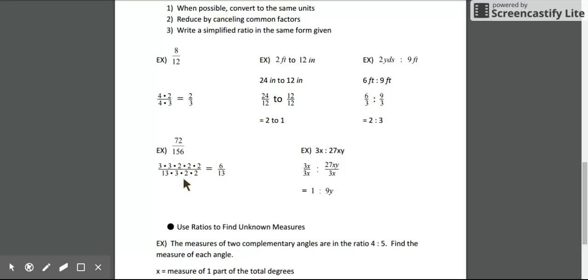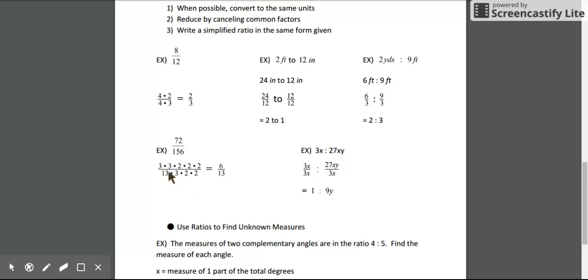Break it all the way down into a bunch of prime numbers, a bunch of prime factors. So if I divide it by 2, that is 78. If I divide that by 2, that's 39. If I divide that by 3, that's 13 times 3. So here are all my prime number factors.